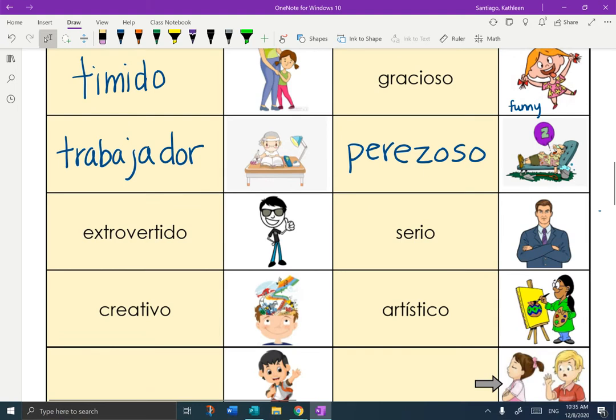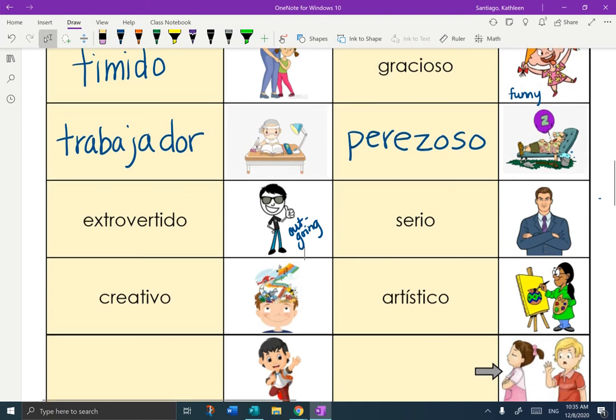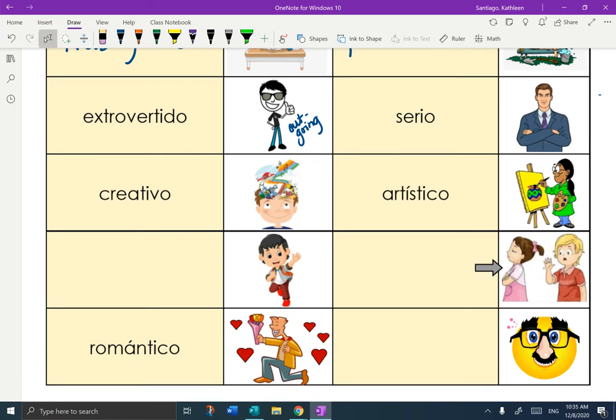Below hardworking, extrovertido. If you are an extrovert, you are outgoing. So I am going to put the English for that one because that one's hard to understand. Outgoing. Serio, cognate. That man is very serio, serious. The next 2 are also cognates. Artístico and creativo, very similar. Creativo, artístico.